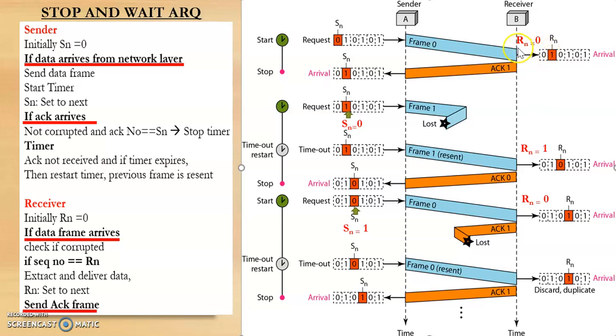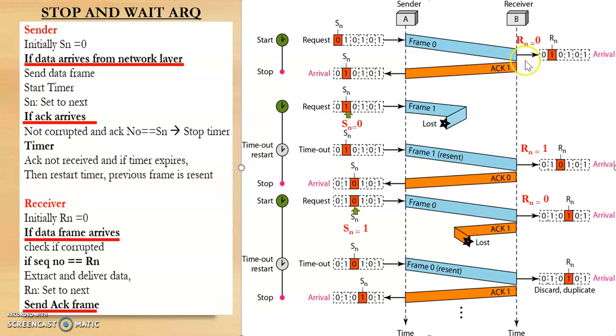In that case, the data link layer will extract the information from the frame and deliver the data to the higher layer, that is, to the network layer. After delivering the data, the Rn value will be set to the next acknowledgement number. Over here Rn value is 0, so it will be set to 1.